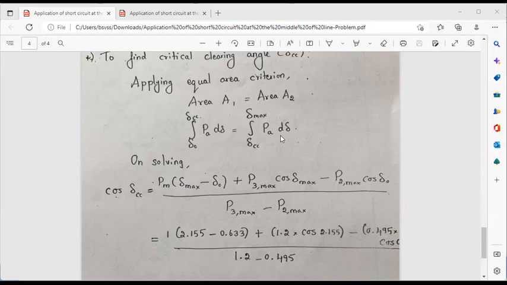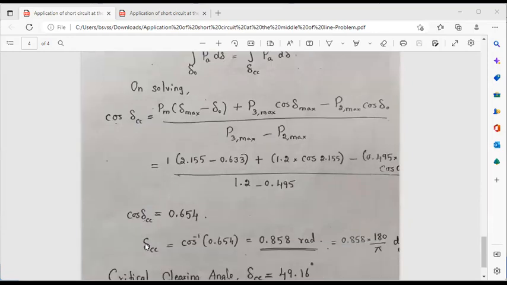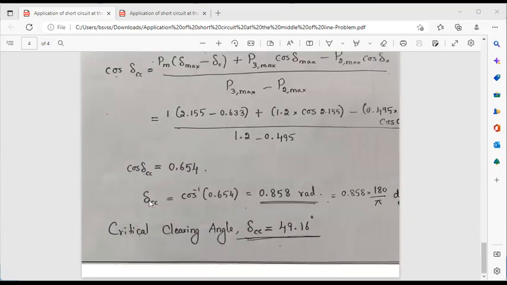So if you apply all the conditions and calculate the value for del Cc, we will be getting this formula, cos del Cc is equal to this formula, and from that we can calculate the value of del Cc. Therefore, the critical clearing angle del Cc is equal to 49.16. So this is the procedure to calculate the value of critical clearing angle for the double circuit when the fault occurs at the middle of the transmission line. Thank you.